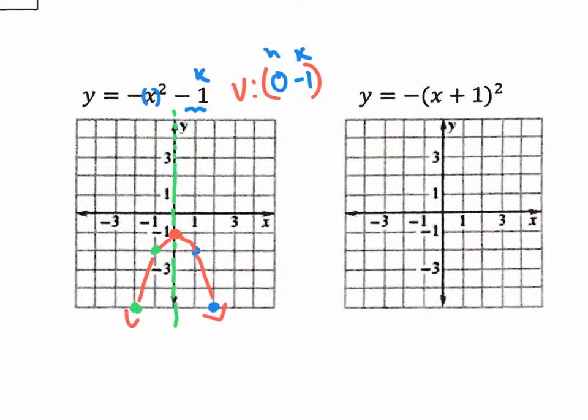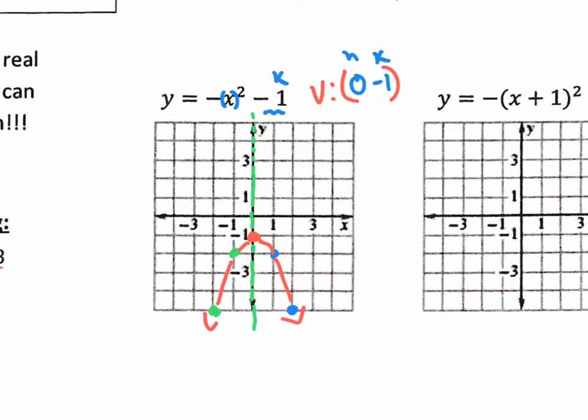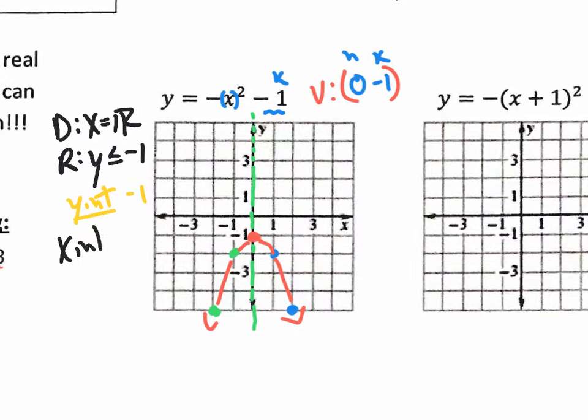So let's state everything that we can on this parabola. How about the domain? x equals all real numbers. How about the range? y is less than or equal to -1. How about the y-intercept? Where does it cross the y-axis? At -1. How about the x-intercept?